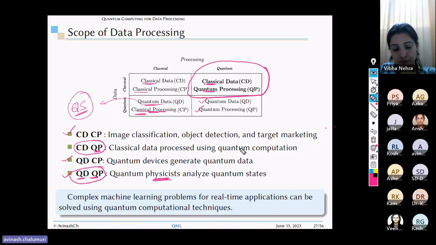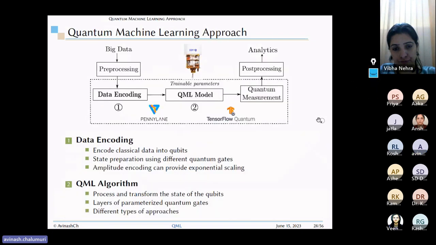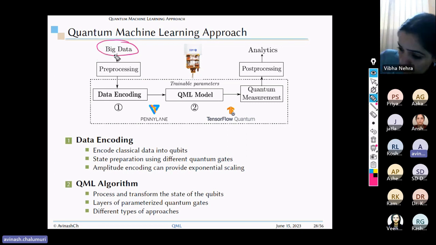Right. So in order to solve complex machine learning problems, we need to find some good quantum computational techniques for that particular purpose. Right. So this is the approach people are using in order to solve any complex problem using quantum machine learning specific to big data. I'm specifically selecting big data because whatever data we are generating right now is considered to be big data. So you pre-process the data, and then, as I told, you need to first place it onto a quantum computer as a quantum state. For that, there are different data encoding techniques.